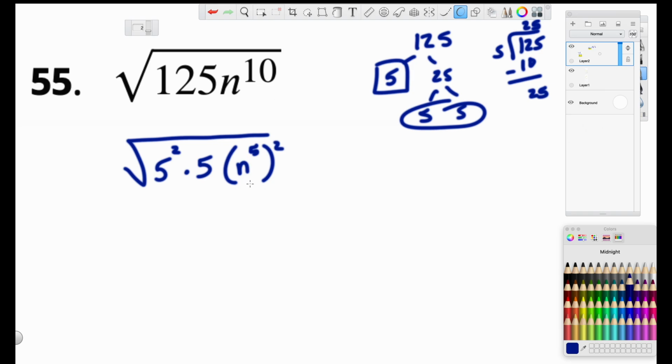I could write it like this. Why would I do that? Well, the square root of something being squared is just whatever that base is, right? They would cancel. So the square root of 5 squared is 5. The square root of n to the 5th squared is n to the 5th. And the only thing that stays under the radical is the 5. And that's done.